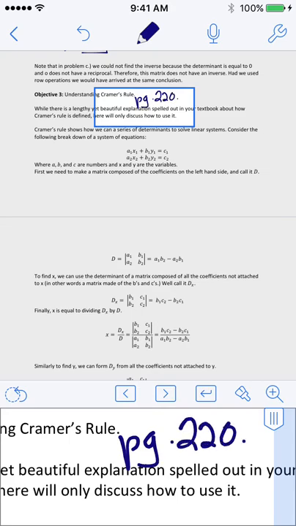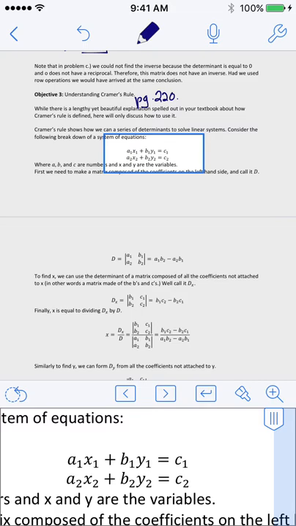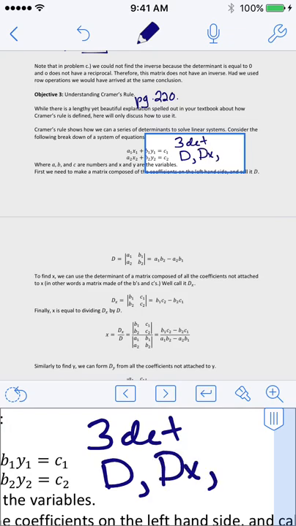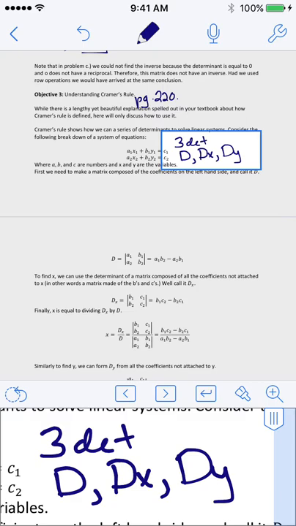Anyways, so let's take a look at this rule, right? This rule makes 3 different kinds of determinants. We're going to call them D, D sub x, and D sub y. And we're going to talk about how those 3 are created in just a sec. But just know that there are 3 separate determinants. And because they're determinants, they're numbers, right? It's a number at the end of the day we're talking about, like a 2 and a 5 and a 6, okay? So we're going to have 3 determinants.